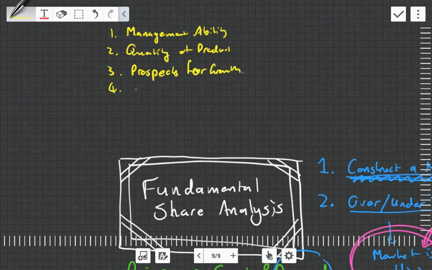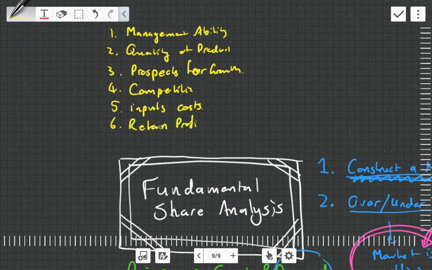The fourth one is competition. The fifth one is input costs. The sixth one is retained profits. And the seventh one is history. Okay, so let's go through them.